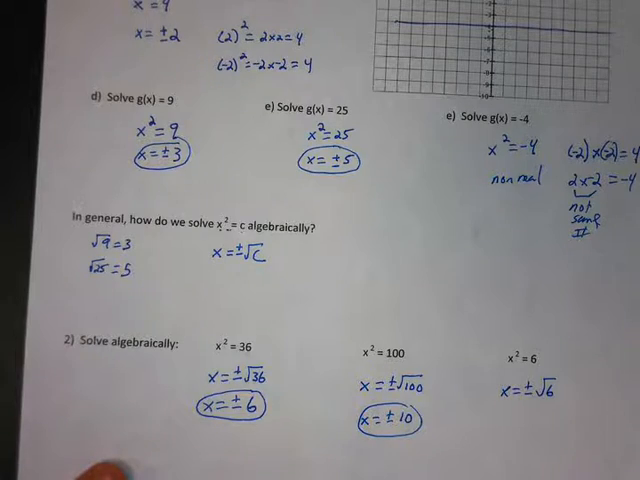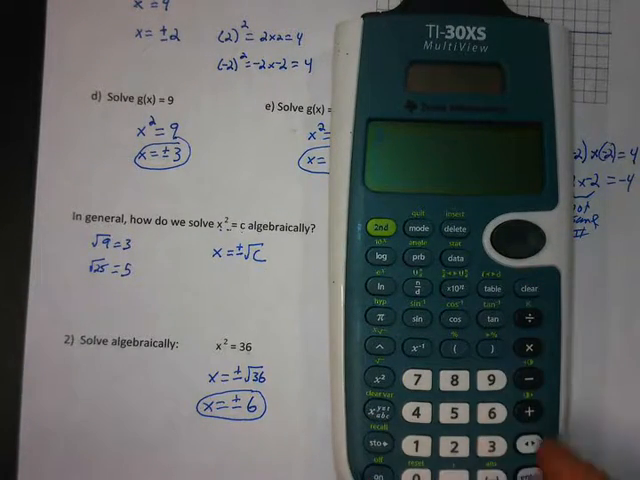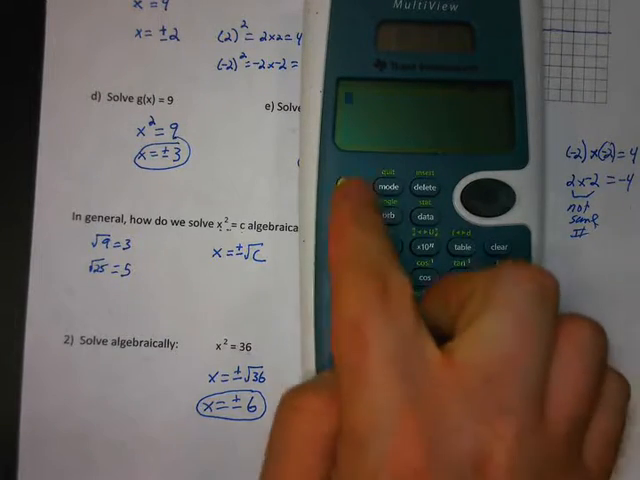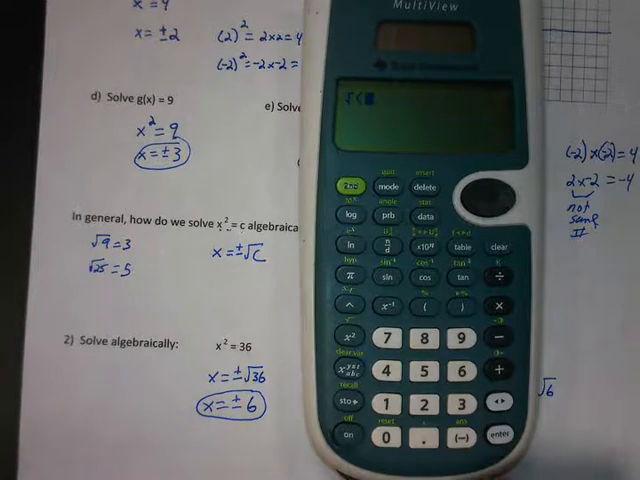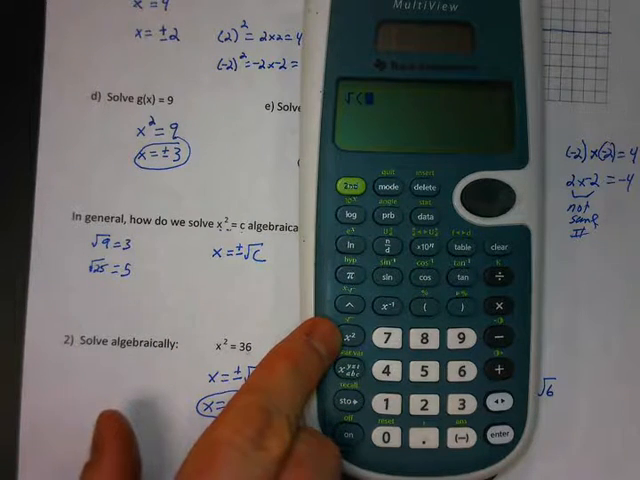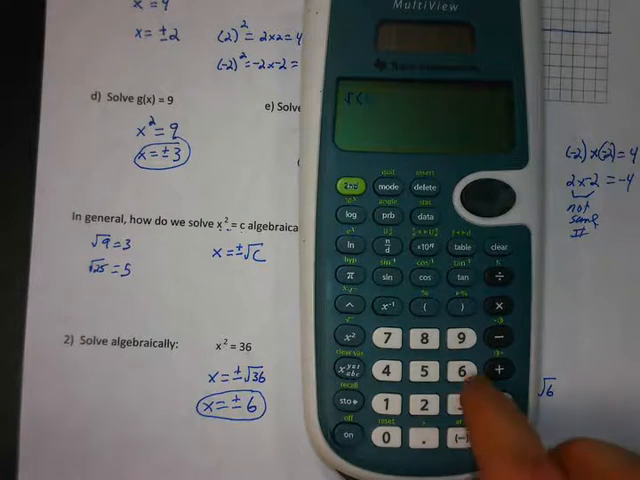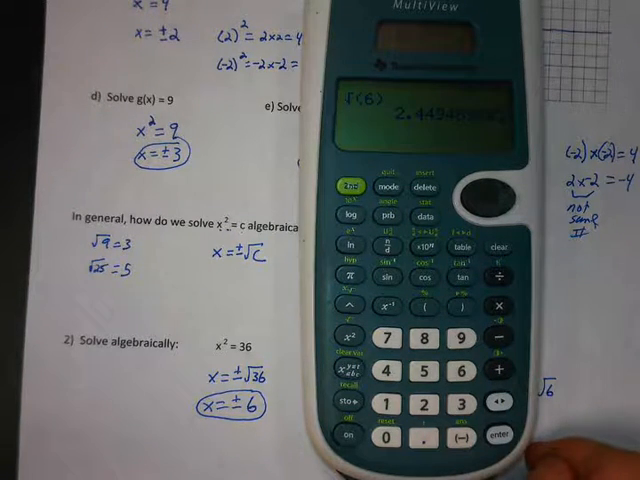If it said round to the nearest hundredth, we can go to our calculator and do the square root. The square root is above the x squared button. You have to press second before you do the square root. And then put in 6. And it gives me 2.449. So if I ask you to round that, you can round that appropriately.